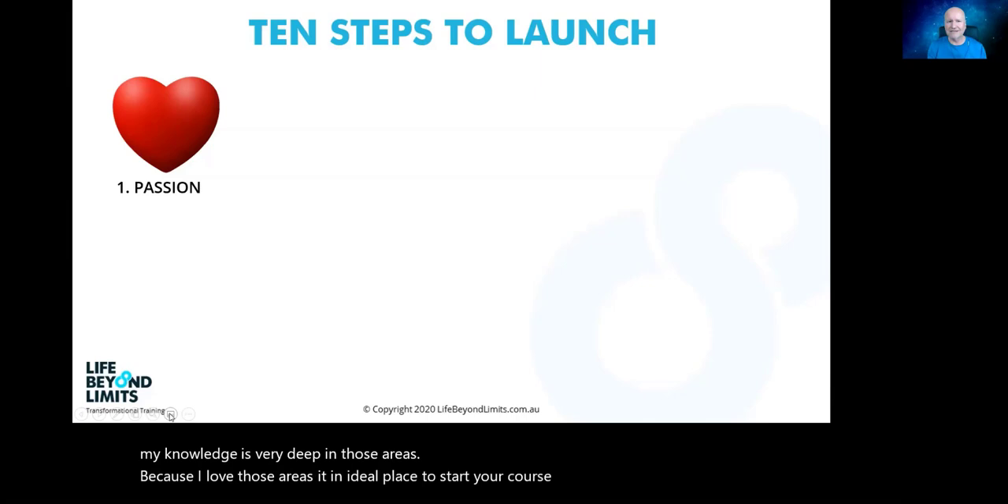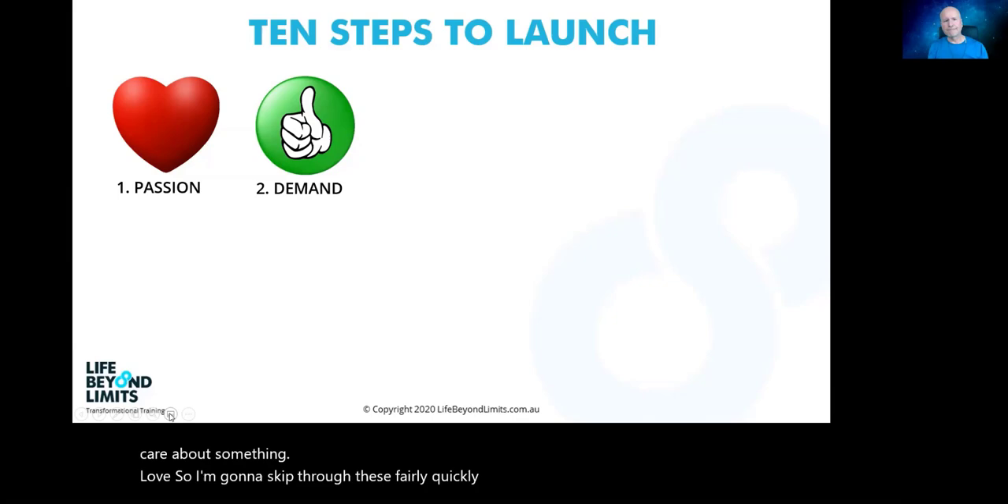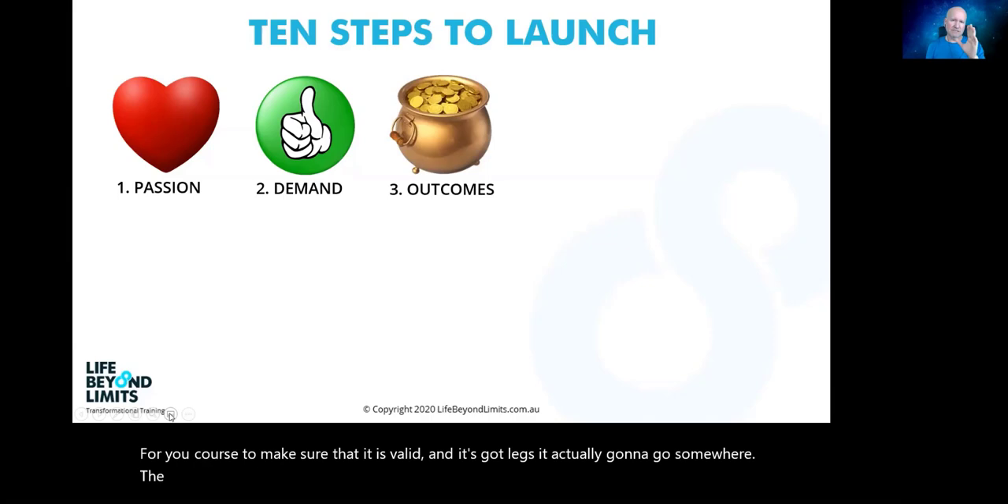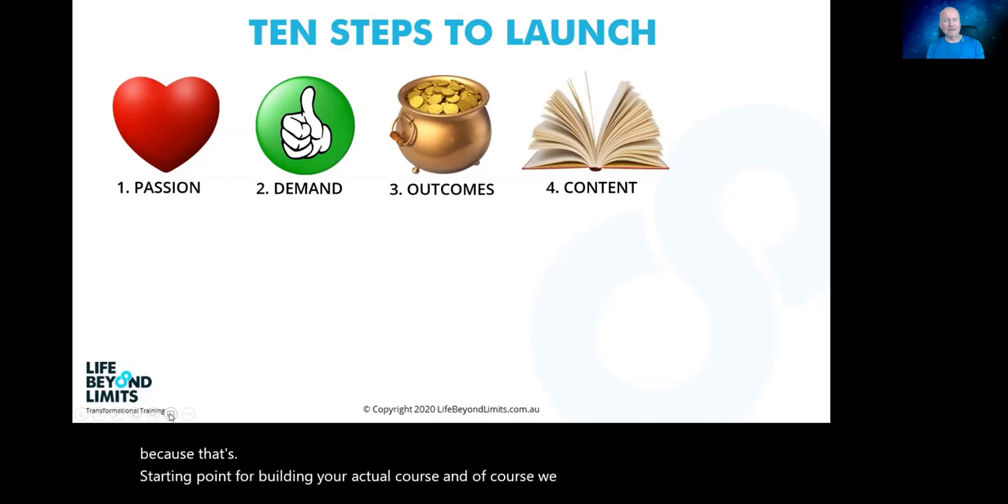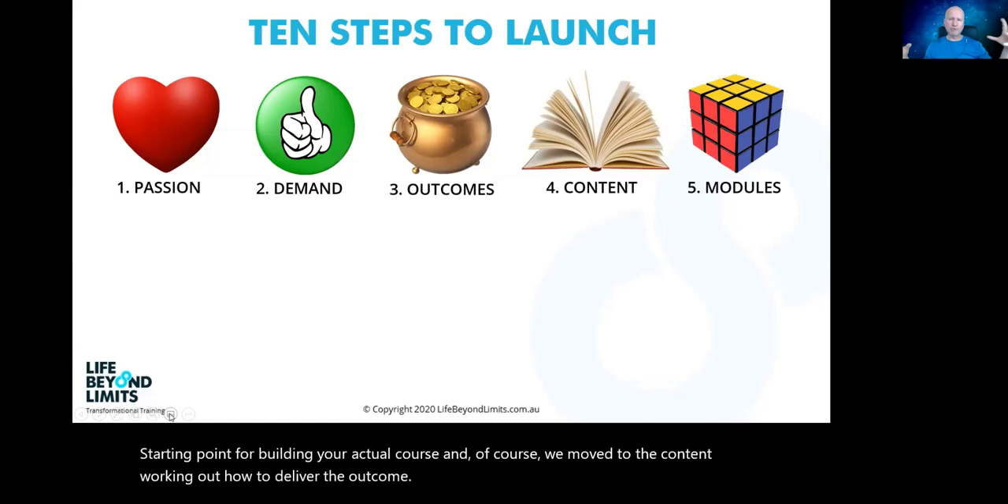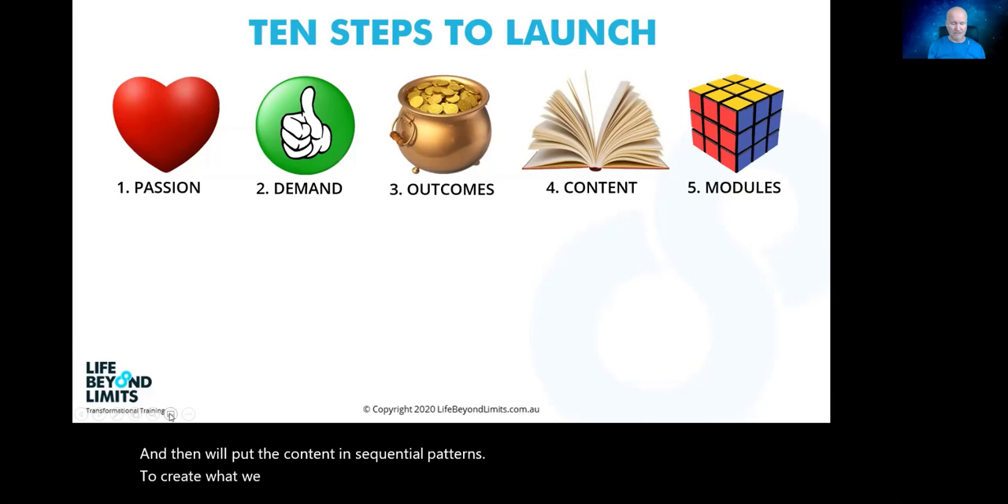So I'm going to skip through these fairly quickly because we're going to go in deeper. The next thing is to test demand for your course to make sure that it is valid and it's got legs. It's actually going to go somewhere. The next thing that you need to do is determine your key outcomes, because that's a starting point for building your actual course. And of course, we move to the content, working out how to deliver the outcome, what content needs to be in the course. And then we'll put the content in sequential patterns to create what we call modules. So there'll be a module 1, 2, 3, and so forth.